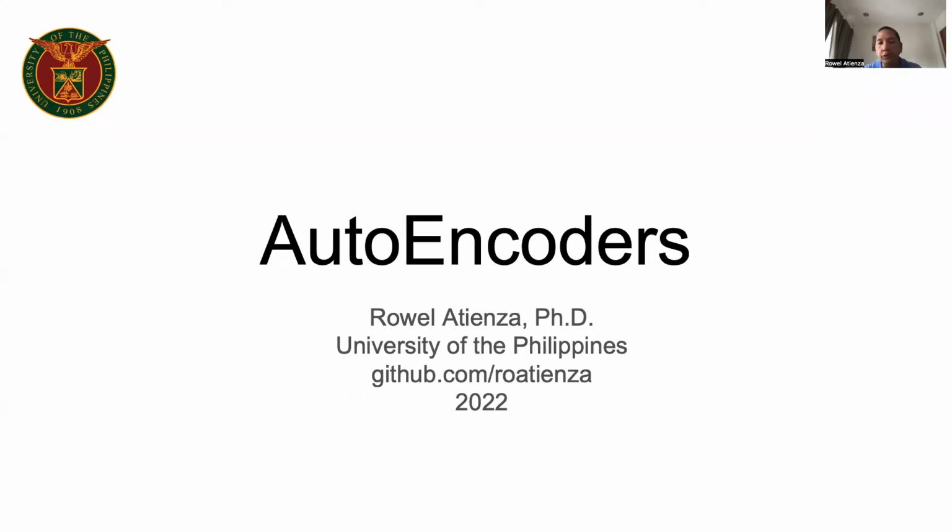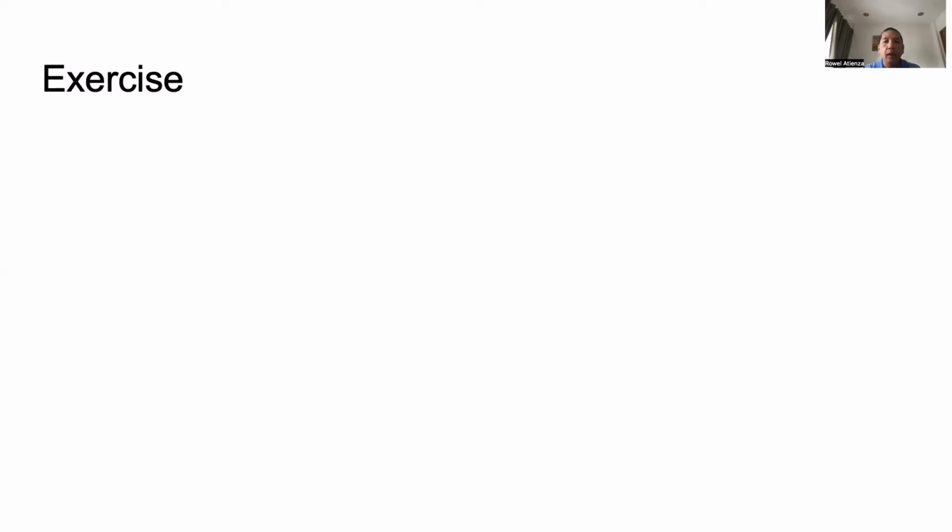An important neural network architecture in supervised and self-supervised learning is the autoencoder. We will discuss key concepts, implementation, and applications of autoencoders. Let us do this simple exercise.